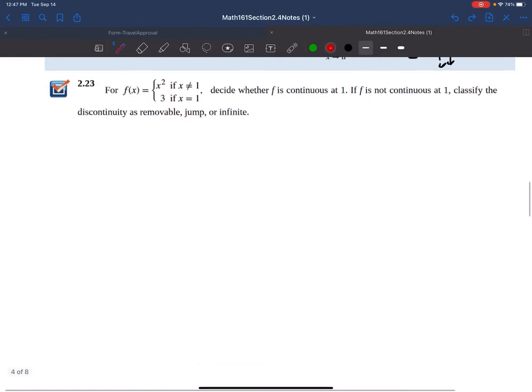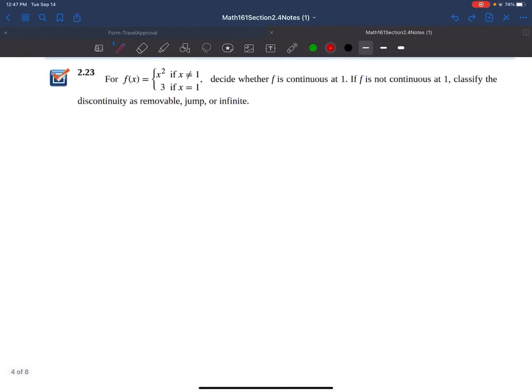So let's take a look at this one. For f of x equaling x squared if x is not equal to 1, and 3 if x equals 1, determine whether f is continuous at 1. If f is not continuous at 1, classify the discontinuity as removable, jump, or infinite. Okay, so let's try that. So let's try criteria 1.